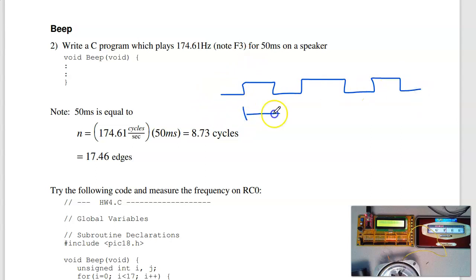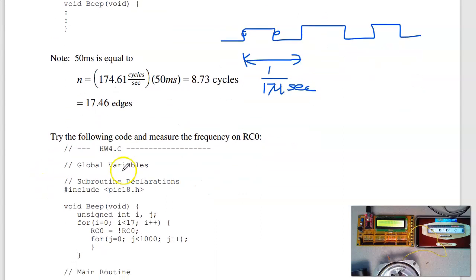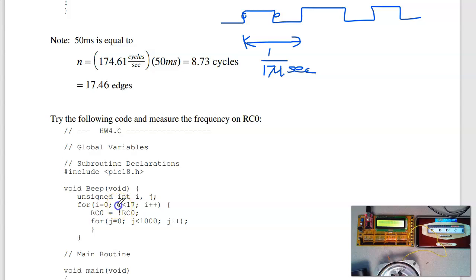Each cycle is 1/174 seconds. So it should be 8.3 cycles to give me 50 milliseconds, or times 2, because there's 2 edges. I have 17.46 edges, and that'll be my for loop. That's where the 17 comes from.